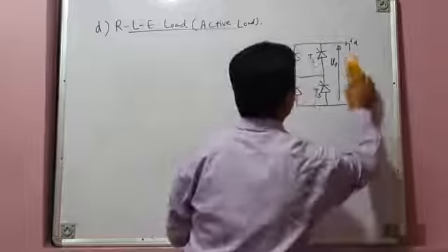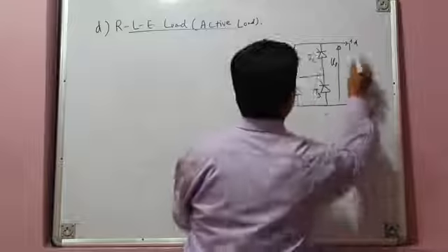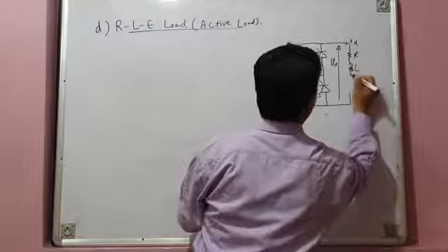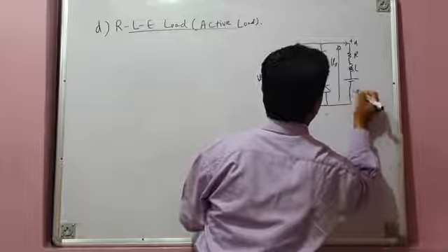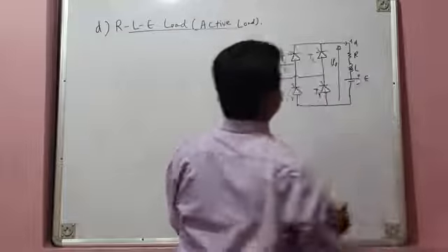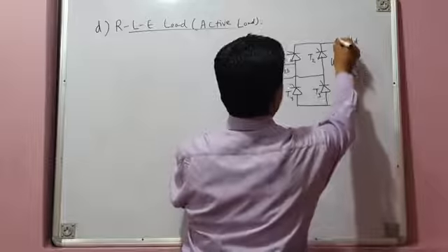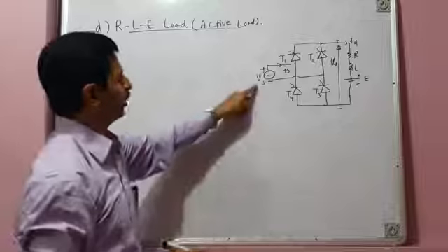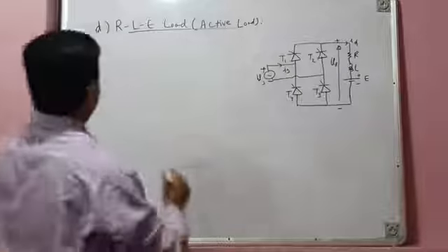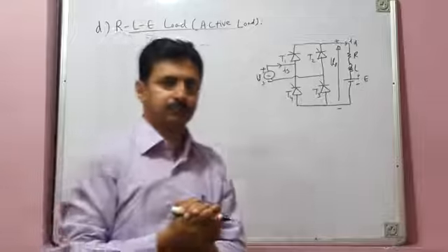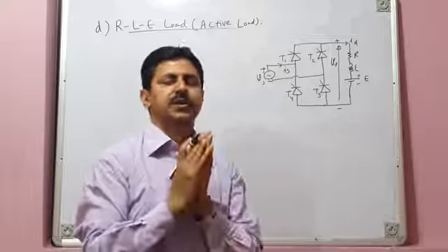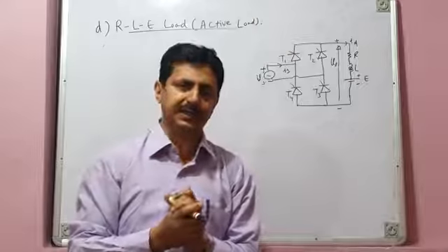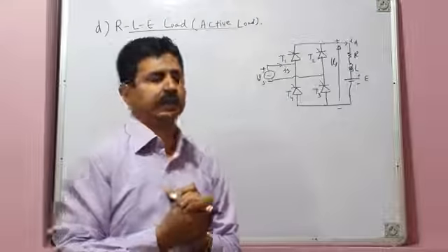So our load is now RLE load. The load has a resistive component R, it has inductive component L, and it has its own EMF E. This is RLE load. Load voltage is VD, this is the positive bus, this is the negative bus, and load current is ID. Source voltage is VS, source current is IS. Here again we will first discuss operation of single phase full converter for RLE load or active load for alpha less than 90 degrees, and then for alpha greater than 90 degrees.